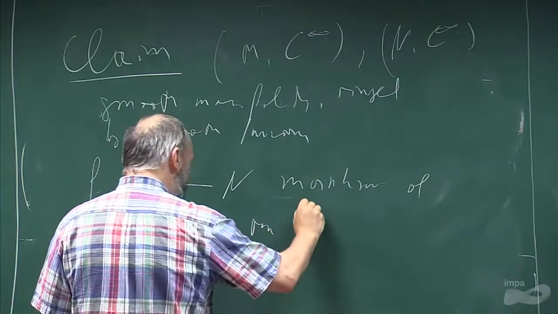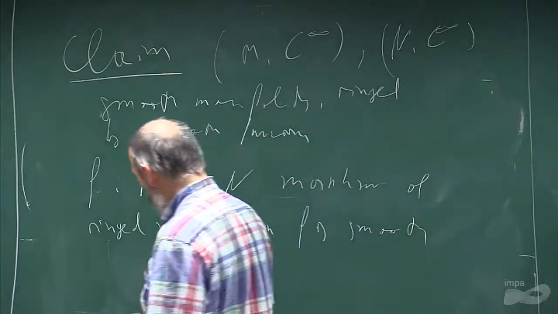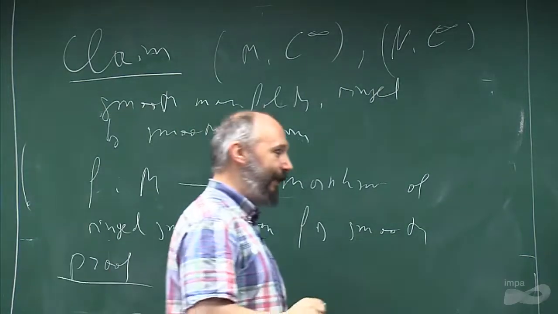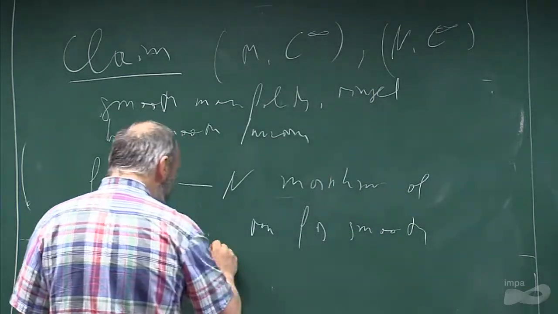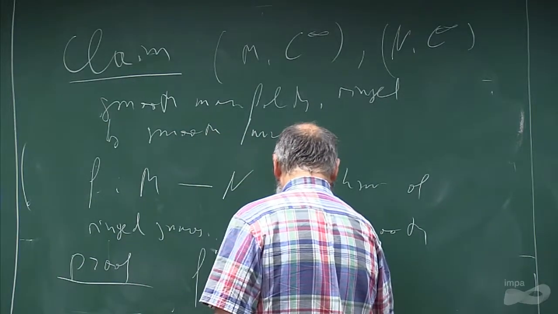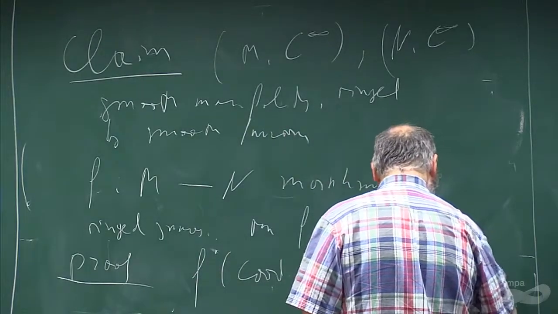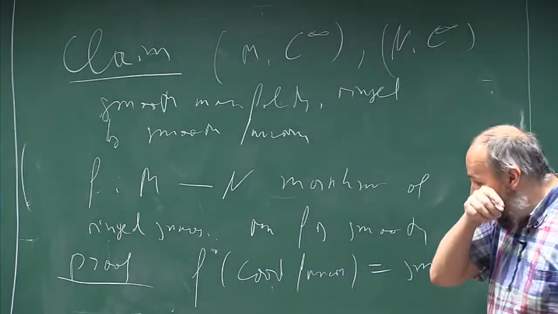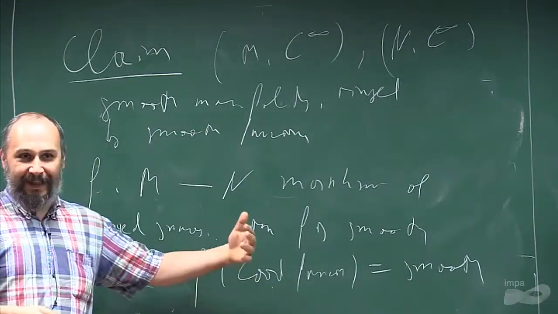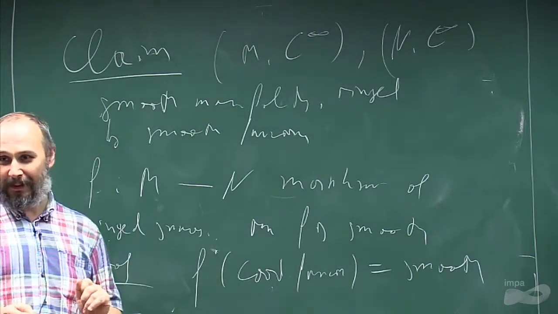Then f is smooth. Okay, proof. Well, the proof is essentially one line, because you take f minus f star of a coordinate function. The coordinate function is smooth. But this f star of a coordinate function is precisely the form which f takes in coordinates.